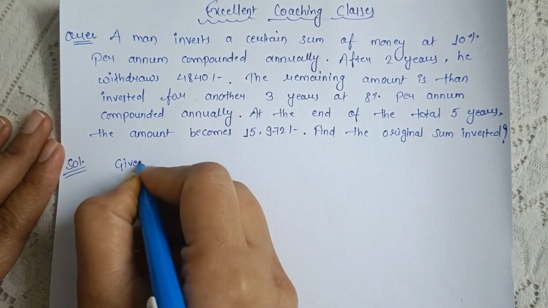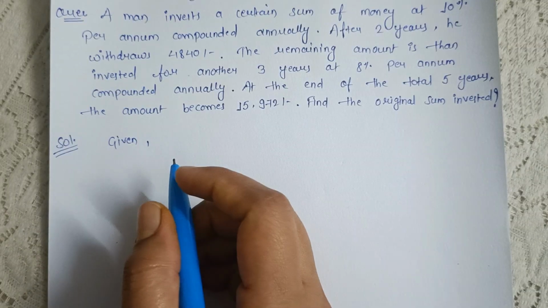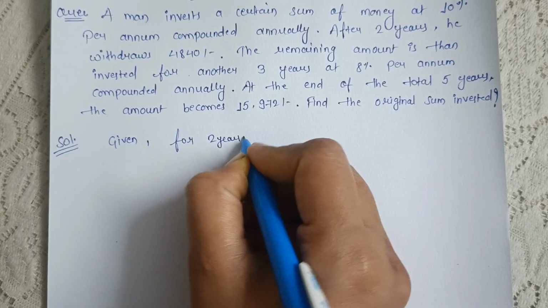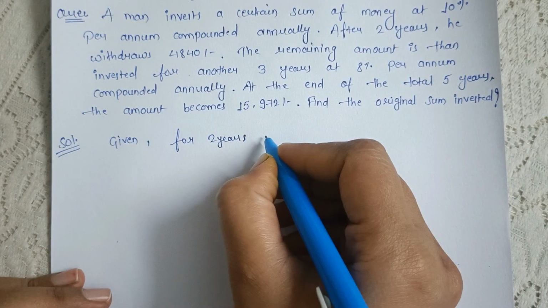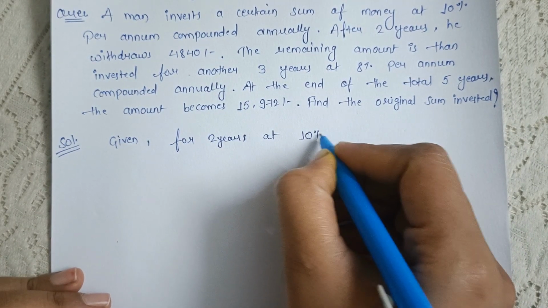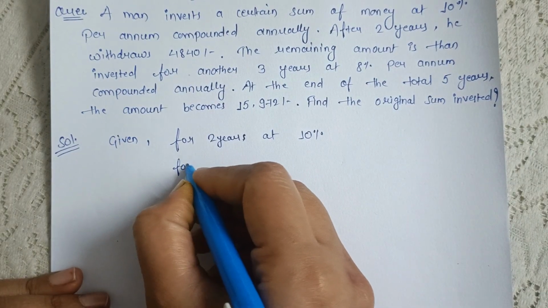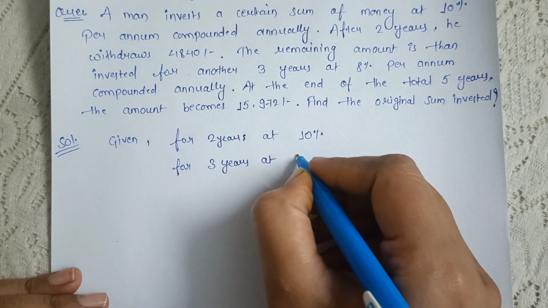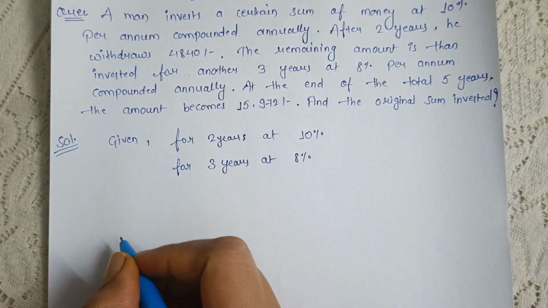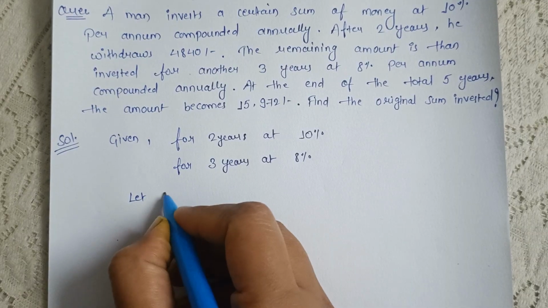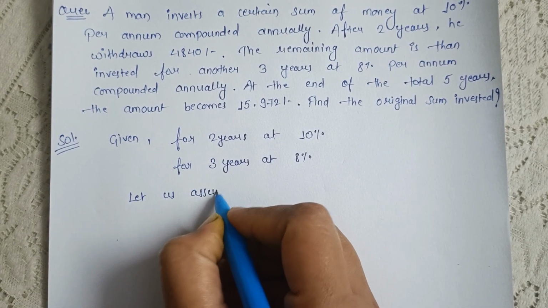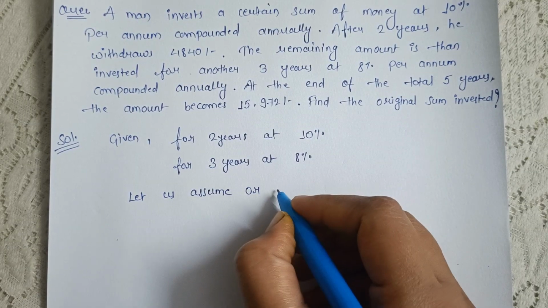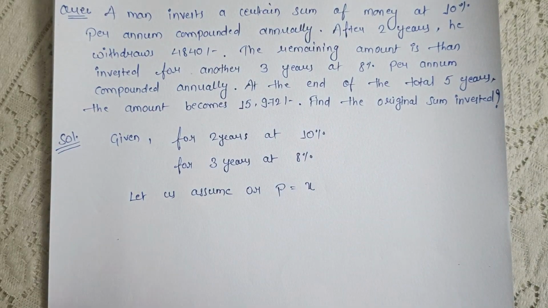Firstly, write down the given data. For the first 2 years, he invests the amount at 10% per annum. And for another 3 years, he invests the amount at 8% per annum. Now, let us assume the original sum, which we also call the principal amount, will be X.